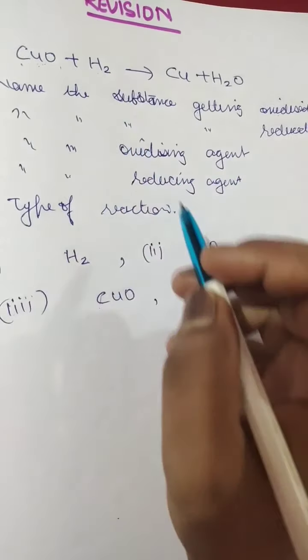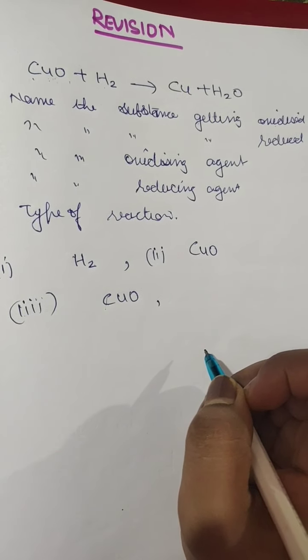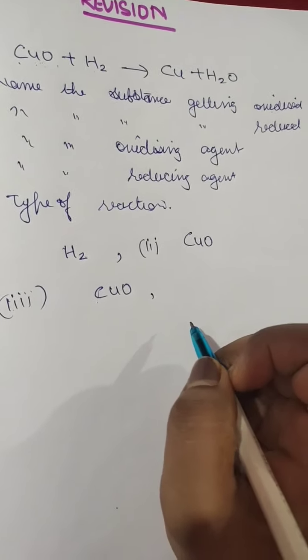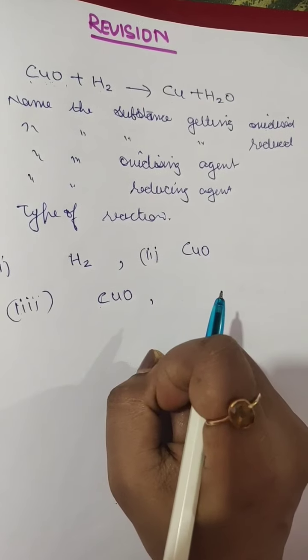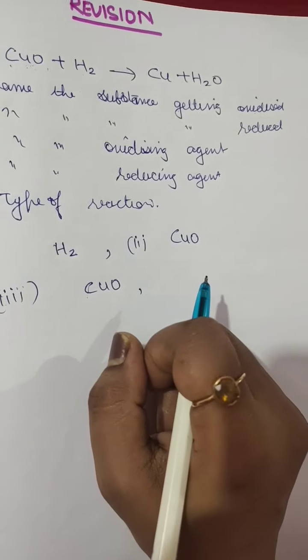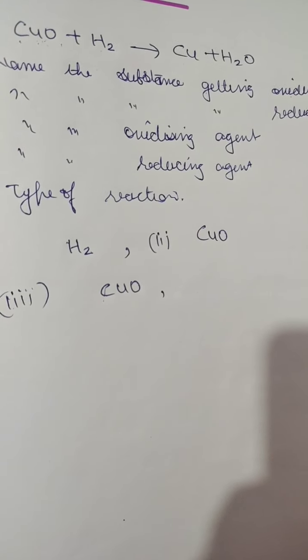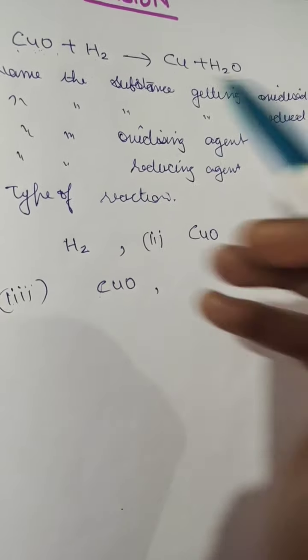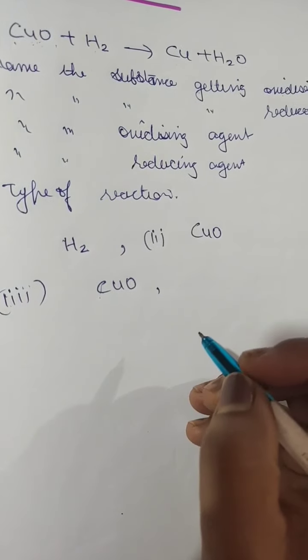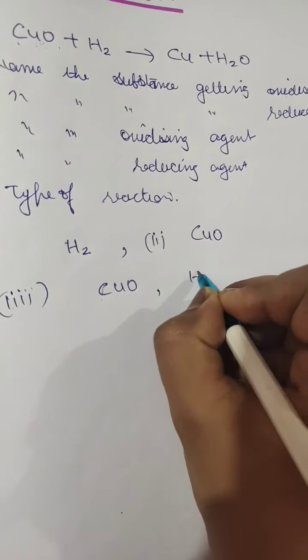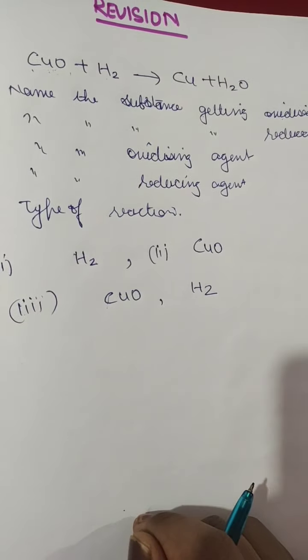And the reducing agent, which helps in reduction, is obviously the substance which gets oxidized. It is also called the reducing agent because it is oxidizing itself. It is a reducing agent because it is helping the other substance to be reduced. So H2 is the reducing agent. Now what is the type of this reaction?